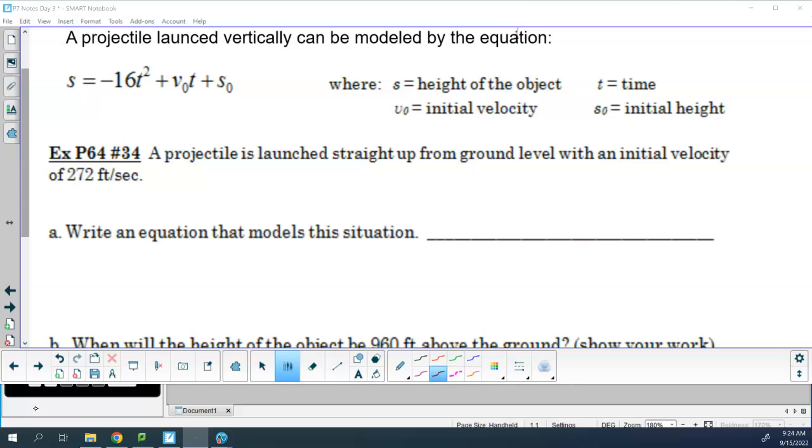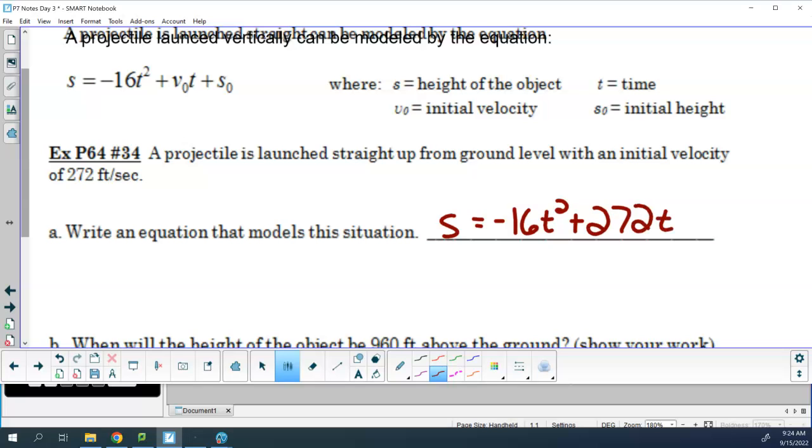Okay. So, S is going to equal what? Give me the equation. Anything else? Because we're launching it from the ground, so we're launching it from 0. If you wanted to put +0, we would. All right, I like it.